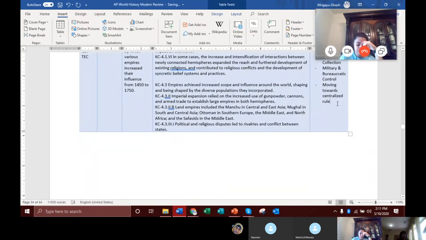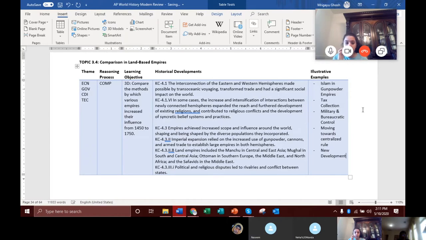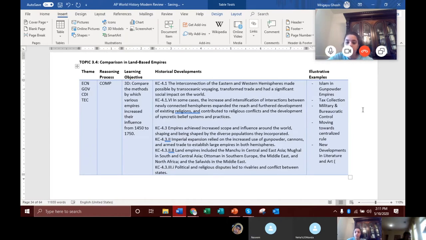Maybe we should just put it under comparison, because we can compare how there's new developments in literature and art, such as. So what can we put here? Oh, this is where we could put Shakespeare. And Shakespeare, and Don Quixote. Woodblock print. Yeah, oh, no, Miguel Cervantes. That was the author. If you want to write that.